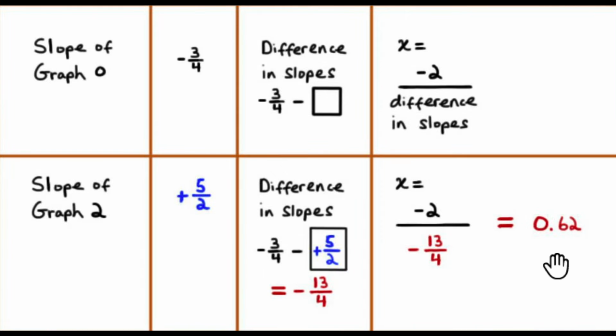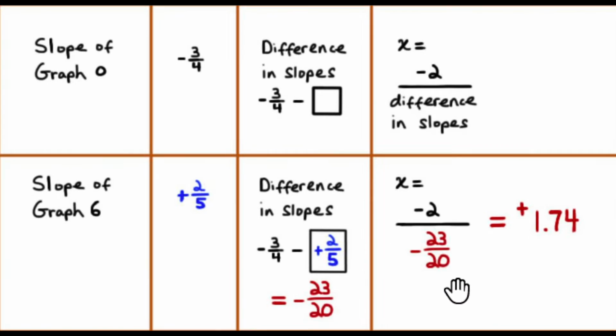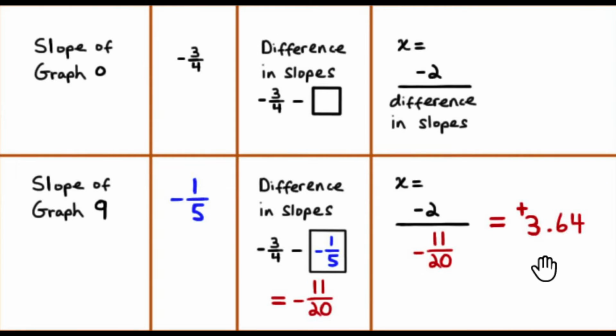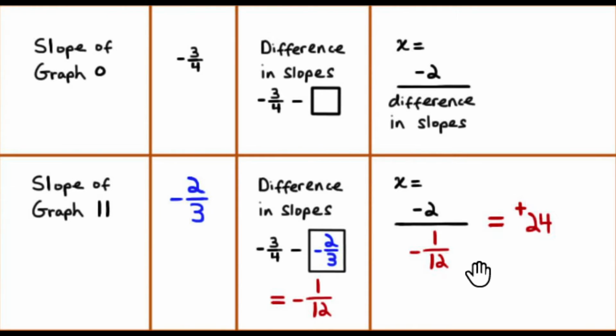And that difference is going to decrease. So this difference is getting smaller. And as this difference gets smaller, then this x-coordinate gets larger. It's a -2 divided by a smaller negative amount. And so this x-coordinate is getting larger as a positive value, until it reaches the parallel line, where the difference is 0.